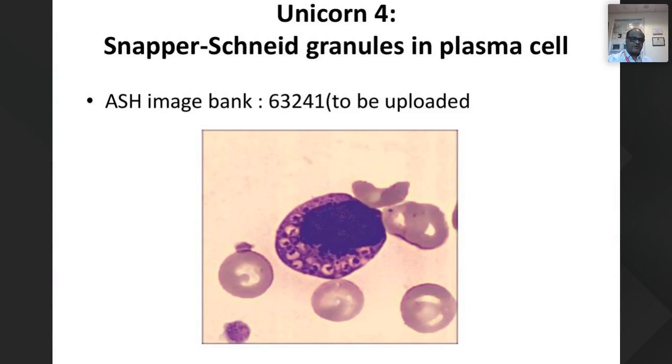Now, this is the last one for you people. This was of recent origin. We got this in one of the dengue cases, where you had some granules in the plasma cells. These are snapper-needle granules in the plasma cells, which happen either in a reactive case or in a lot of malignant conditions of plasma cell dyscrasias also.